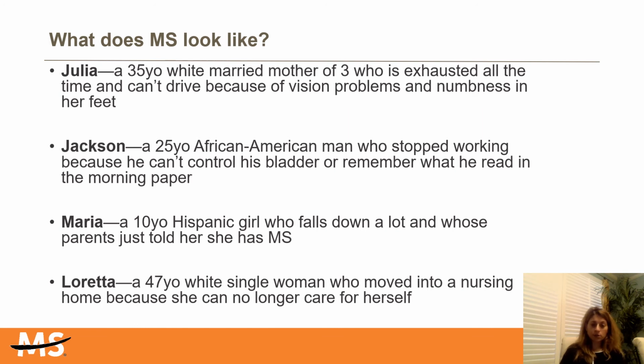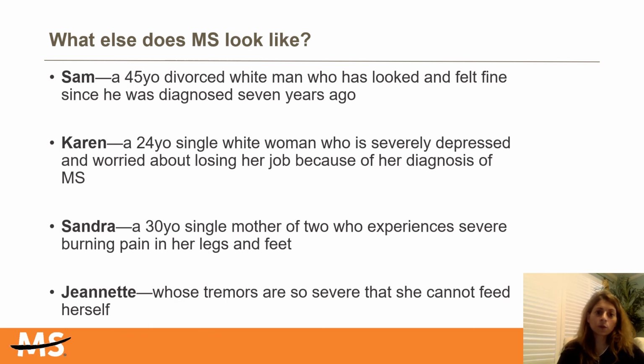So this tells you that it is very challenging to work with patients with MS, and sometimes you really have to have an understanding of what's going on in their life and what's causing their most bothersome symptoms to be able to help them the most. Sam is a 45-year-old divorced white man who has looked and felt fine since he was diagnosed 7 years ago, while Karen is a 24-year-old single white woman who's severely depressed and worried about losing her job because of her diagnosis of MS. Sandra is a 30-year-old single mother of 2 who experiences severe burning pain in her legs and feet. And Jeanette, whose tremors are so severe that she cannot feed herself.